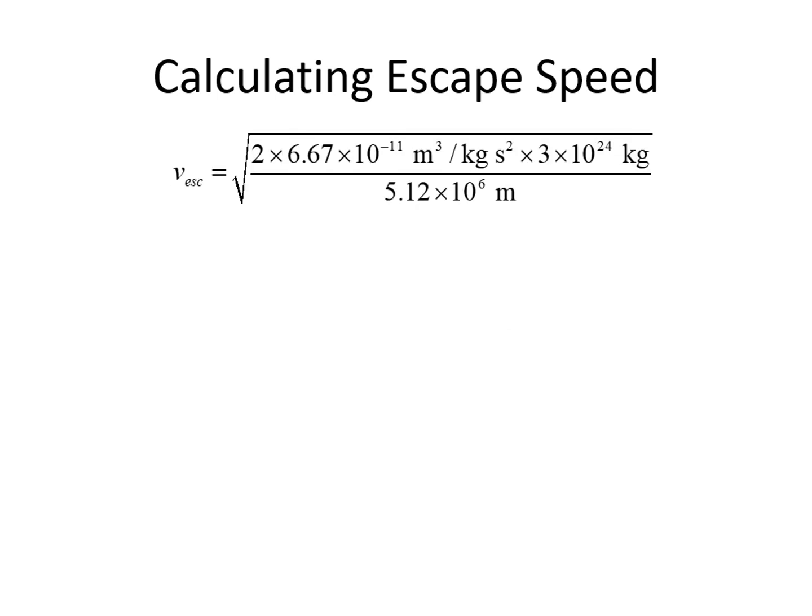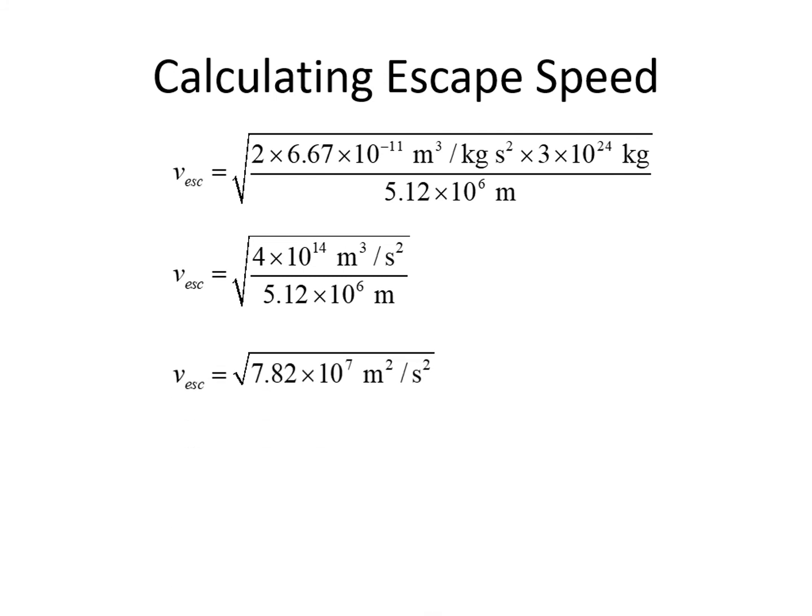Now we plug all of the values into the escape speed formula. Don't forget that square root sign. It goes over the entire right side of the equation. We'll do this calculation in steps. First, we'll multiply together everything on the top. Notice that the kilograms cancel out here. Next, we divide by the planet's radius. That makes the exponent smaller, and it leaves us with meters squared per second squared for the units.